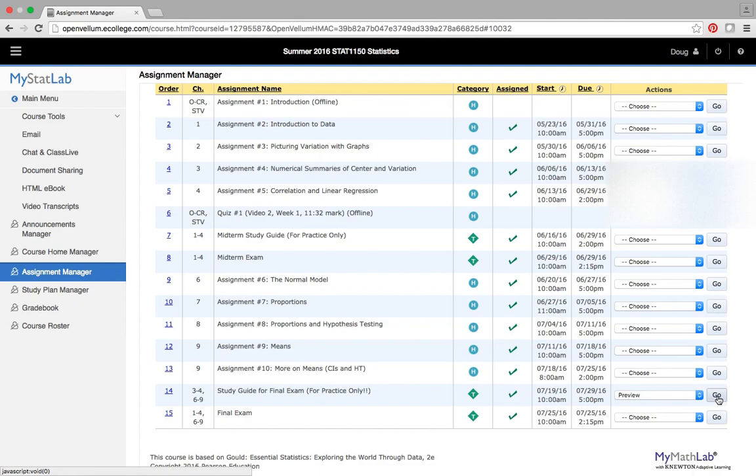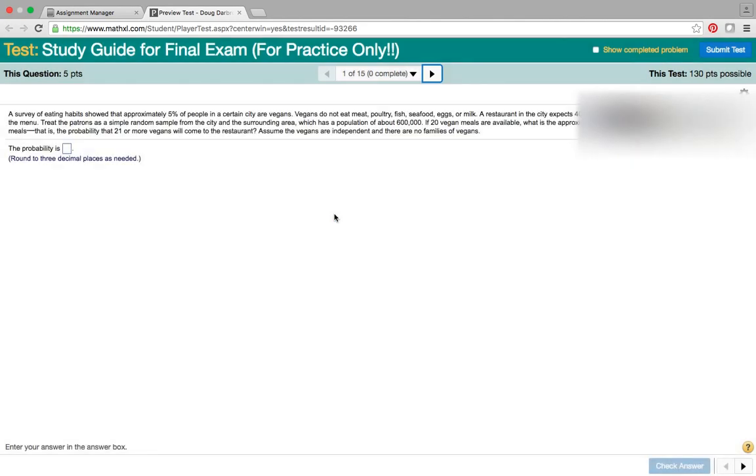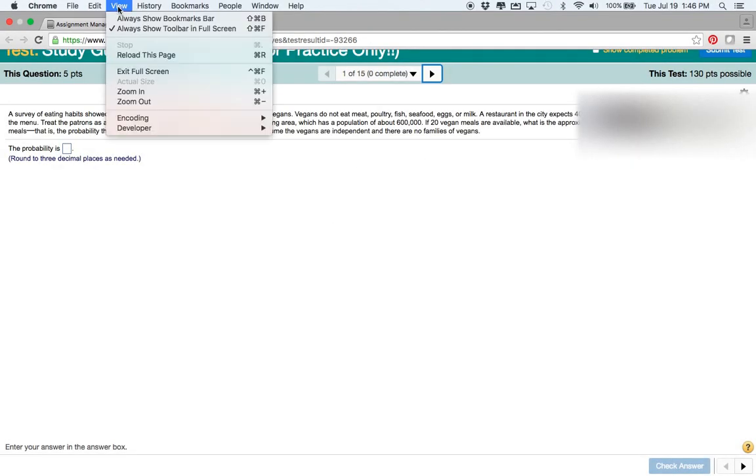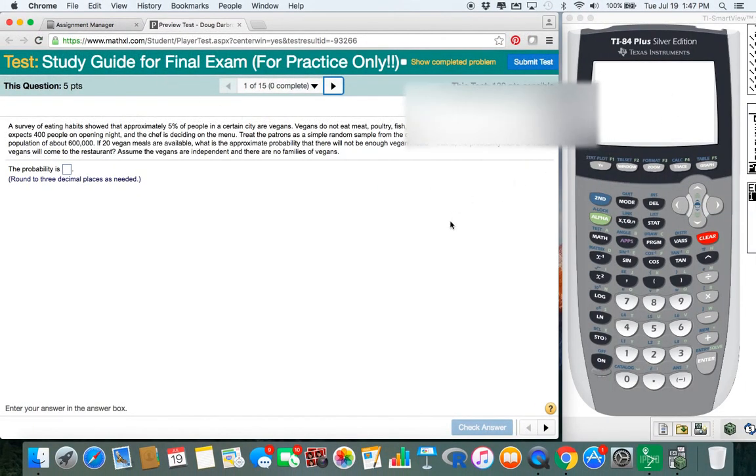So what I want to do is run through this and tell you how I would do these problems. Now, the very first thing I want to do is exit this full screen here and bring up the calculator because we'll be using the calculator from time to time. Okay, so first question, worth 5 points.